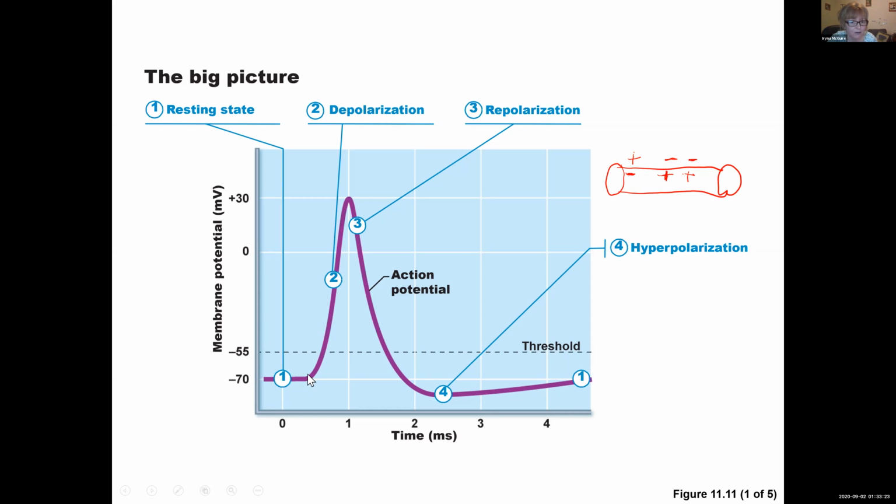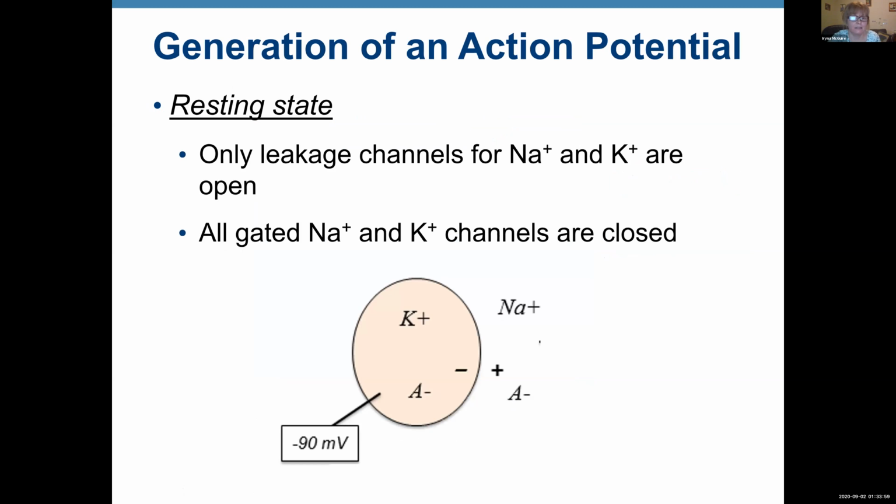Resting -70. Now, the neuron is polarized. This one is depolarization because we're moving towards 0 and even to positive. And now we're moving back to negative, repolarization. When we go below -70, this is called hyperpolarization because it's even more polar. And back to resting. So resting, depolarization, repolarization, and hyperpolarization. Now in a resting state, just remember, only leakage channels are open. All gated channels are closed.